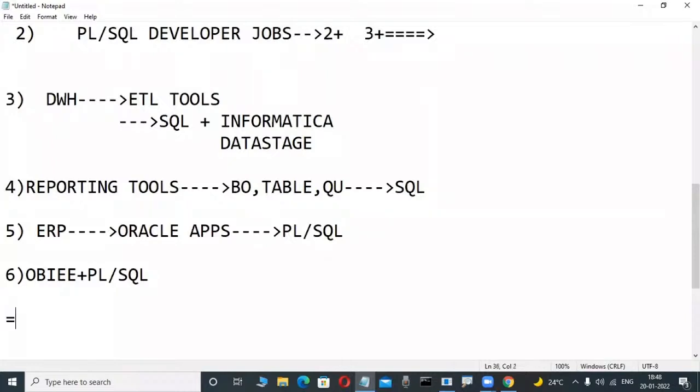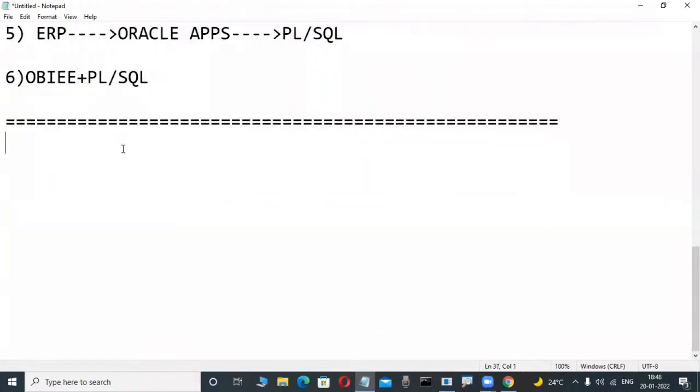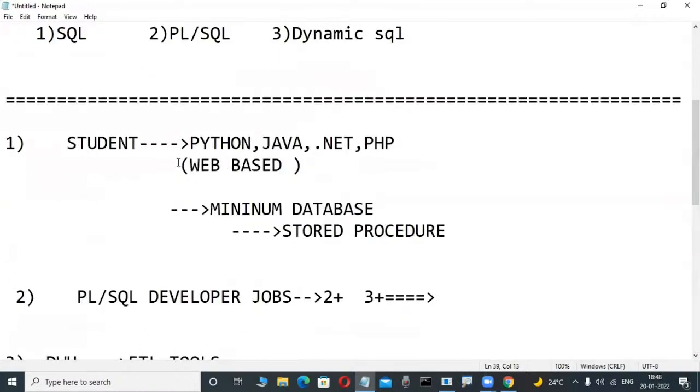Suppose you are not interested in the web programming side and you want the administration side, you want jobs there. In that case, DBA courses are there: Oracle DBA, SQL Server DBA, MySQL DBA, database administration courses. For these persons also, minimum SQL knowledge is required before learning those courses. These persons also learn these types of courses.